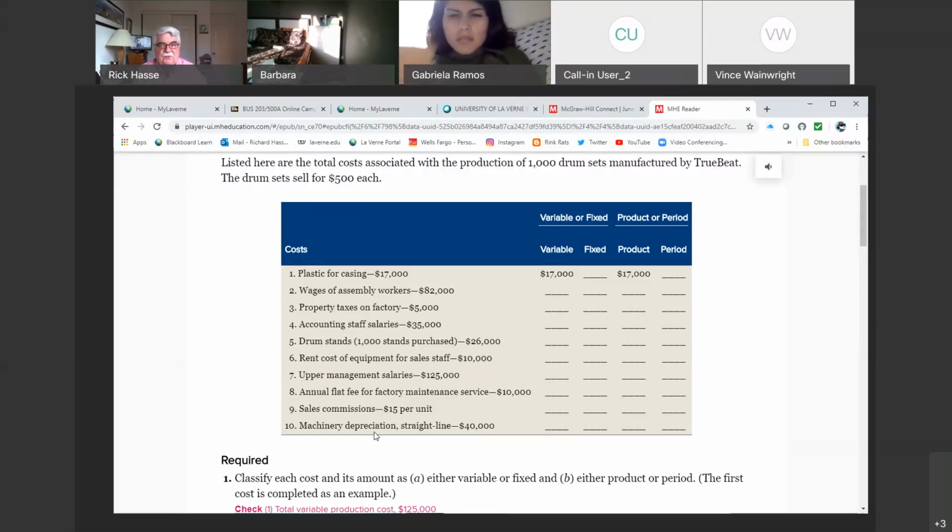Here's another one. Gabriella, why don't you do this one? Number 8, annual flat fee for factory maintenance is $10,000. It's a flat fee for factory maintenance. Variable or fixed? A flat fee of factory maintenance.